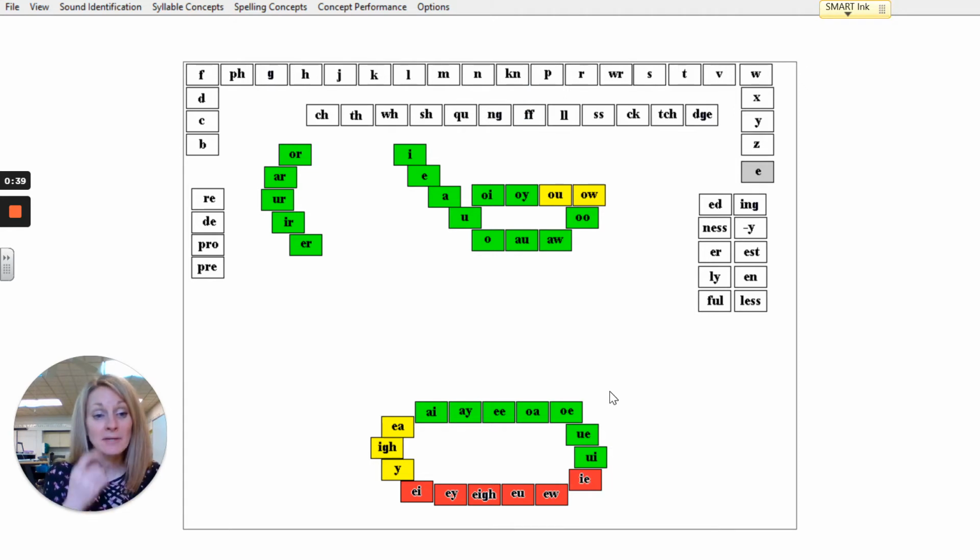Okay, so now I'm going to say a sound and I need you to write that sound on your whiteboard. So the first sound I want you to write on your whiteboard is j, j. So that would be our consonant J and our big piece D, G, E. Very good.